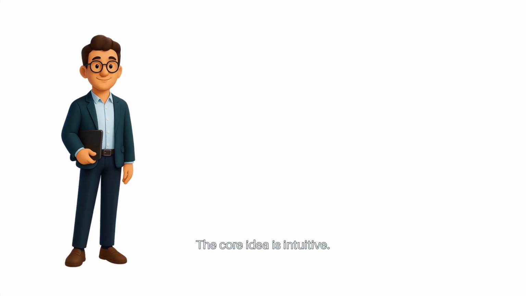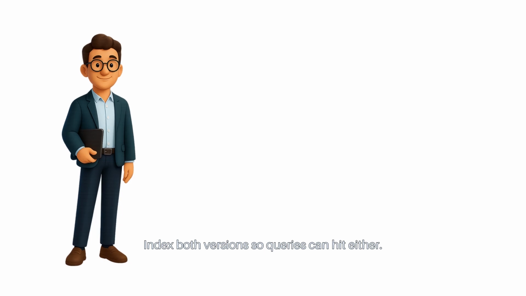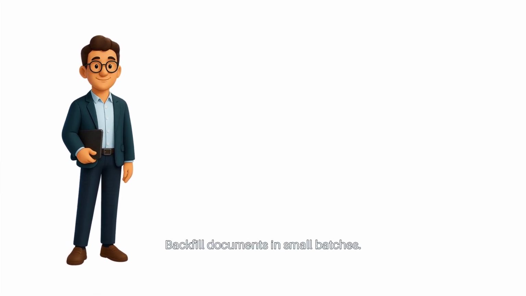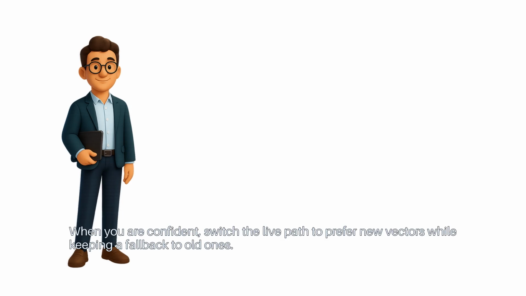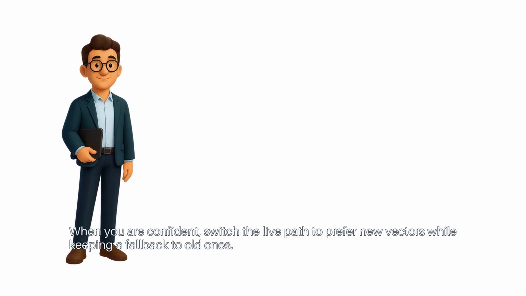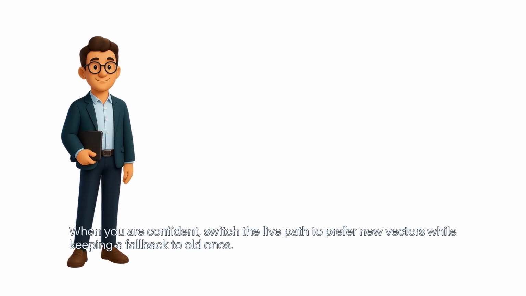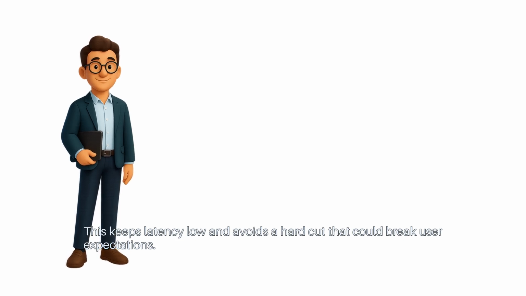The core idea is intuitive. Run the new embedder alongside the old one. Index both versions so queries can hit either. Backfill documents in small batches. Compare results. When you are confident, switch the live path to prefer new vectors while keeping a fallback to old ones. This keeps latency low and avoids a hard cut that could break user expectations.